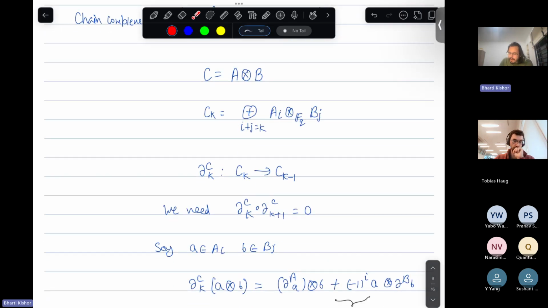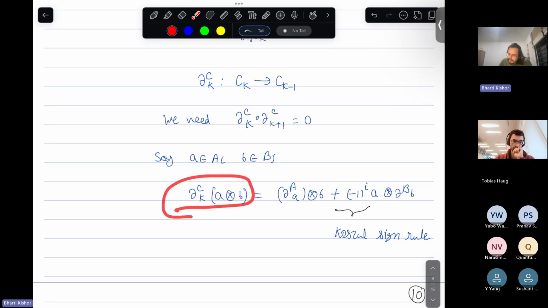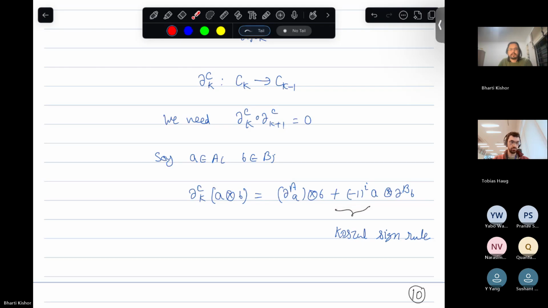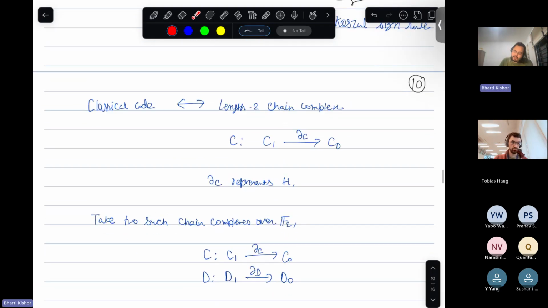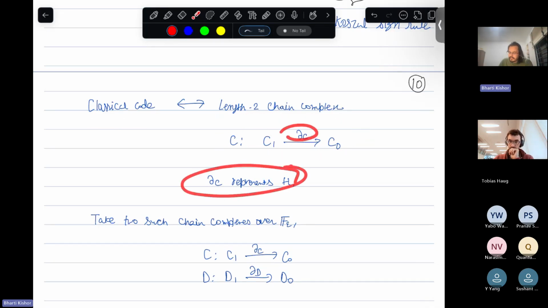And you can define an appropriate boundary operator such that it satisfies the fundamental lemma of homology. The way you define it has to satisfy something called the Cauchy sign rule if you are working with F_q. But if you're working with F2, minus 1 is equal to 1, so you don't need to worry about it. It's all fine. So what you do is that you take your classical code, which is basically a length 2 chain complex. And here this delta C represents H.